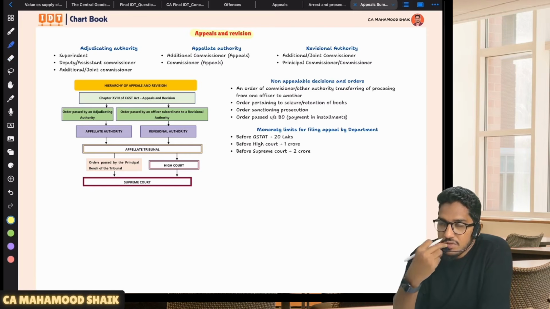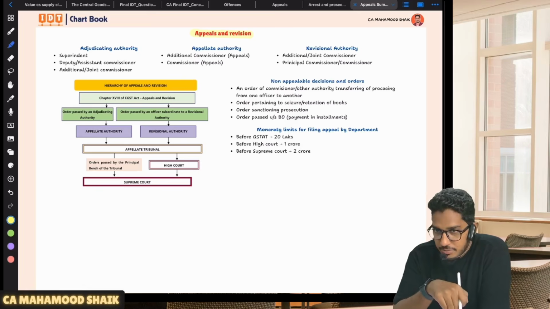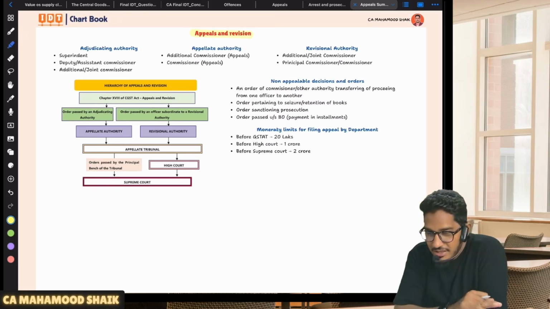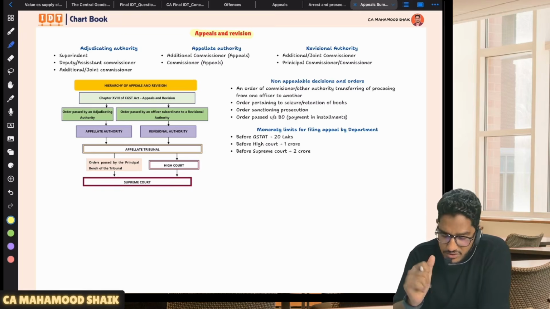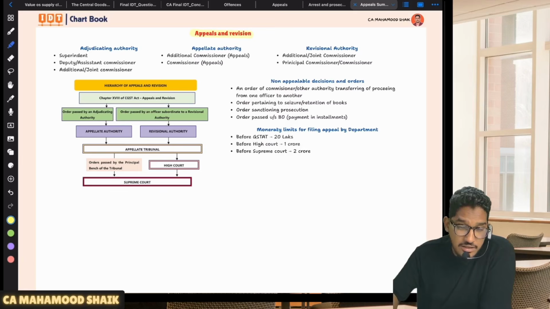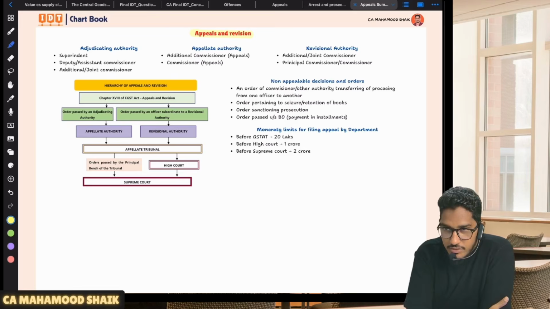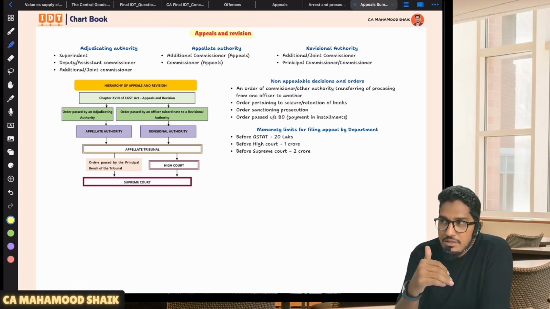Why? Because tomorrow, if you want to make money in your practice, this is what is going to make you the money. Normal routine return filing, normal audits are gone. It is no longer a major revenue generating area. But if you could handle the appeals, a good amount of money you can make, and these appeals are going to increase in the future. Definitely they will increase in the future.